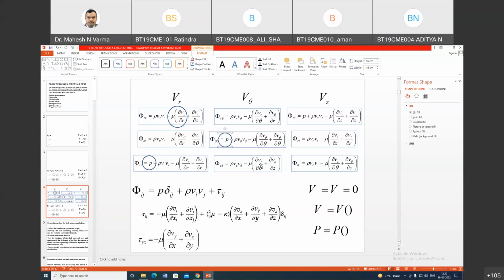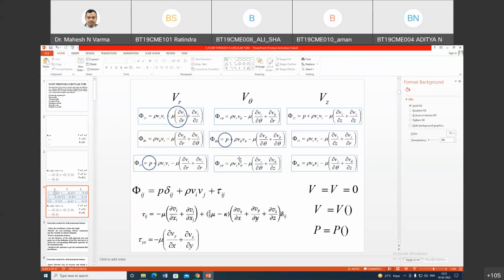No sir, this is also zero because Vz is changing with respect to r, so it will also be zero. Why is Vz not changing in theta direction? Sir, because end effects are neglected. Sorry, because the problem is symmetric. Very good, very good. And why is this zero? Because v theta is zero, sir, because the problem is symmetric.